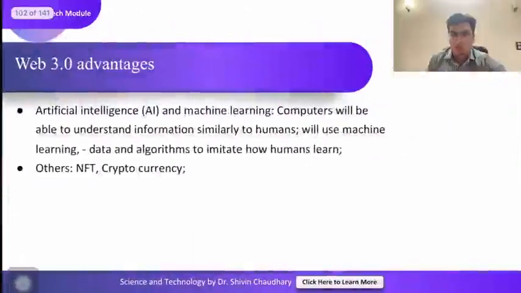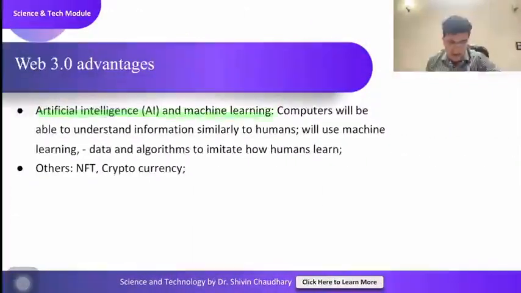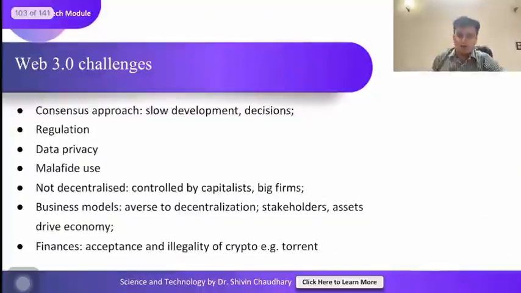This is what Web 3.0 is. It will be integrated with AI and ML, and we'll see how tomorrow. Now, what are the problems? First, consensus always has to be established, right? So if consensus has to be established, the decisions will be slow. All the people who have tokens have to decide together, so decisions will be slow.